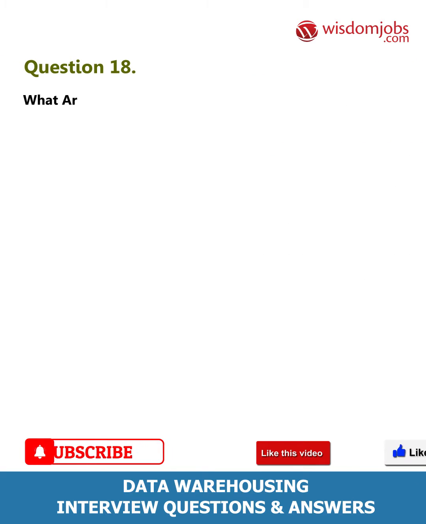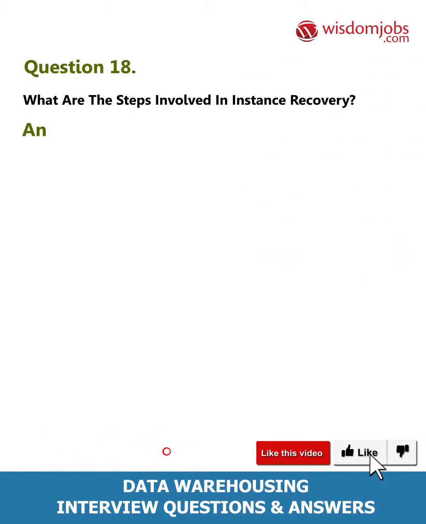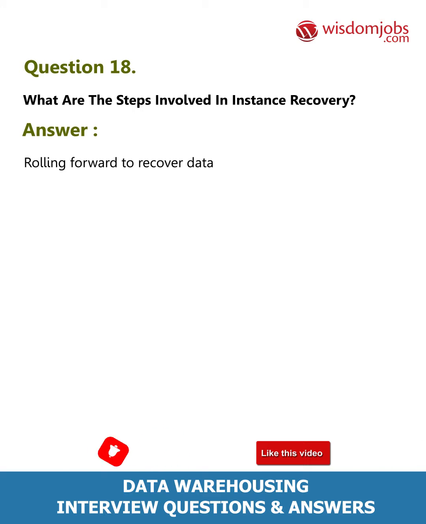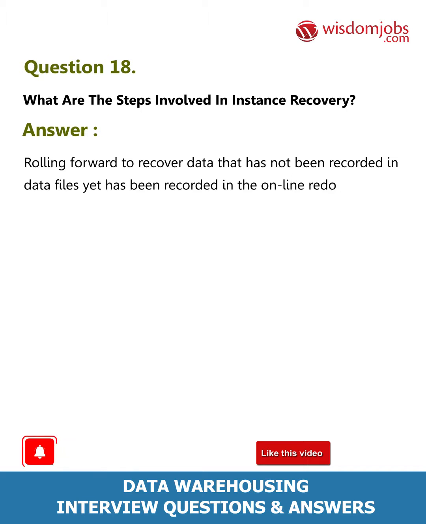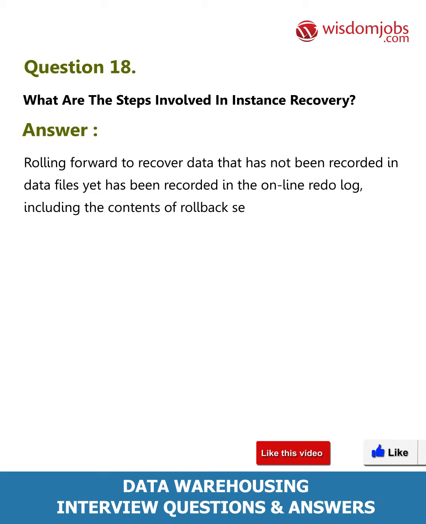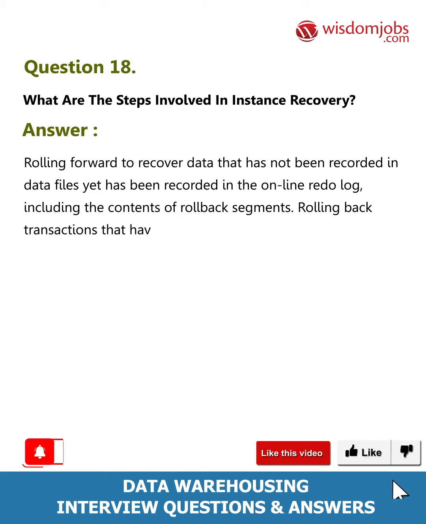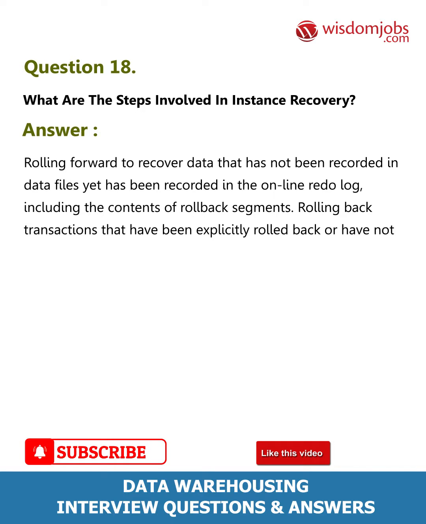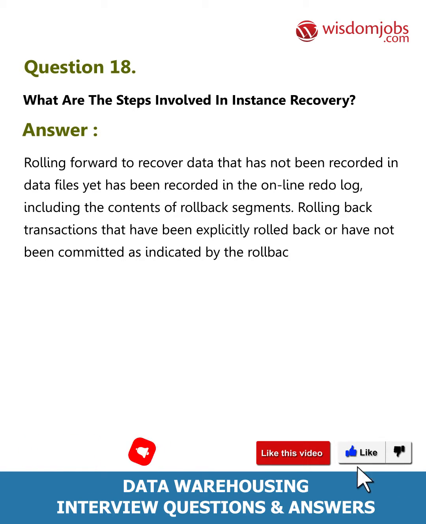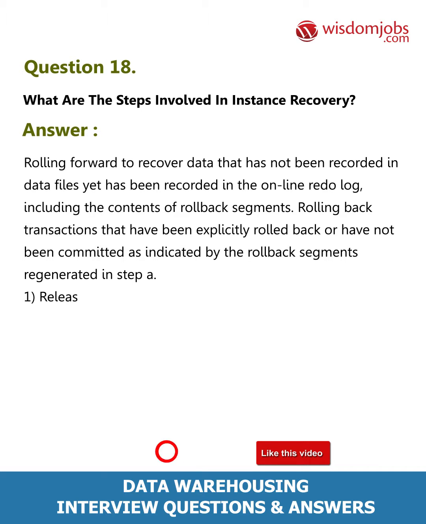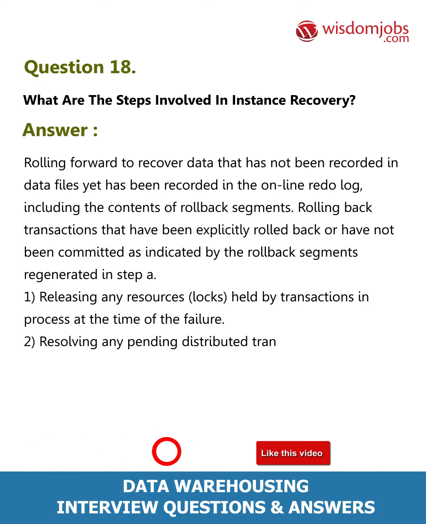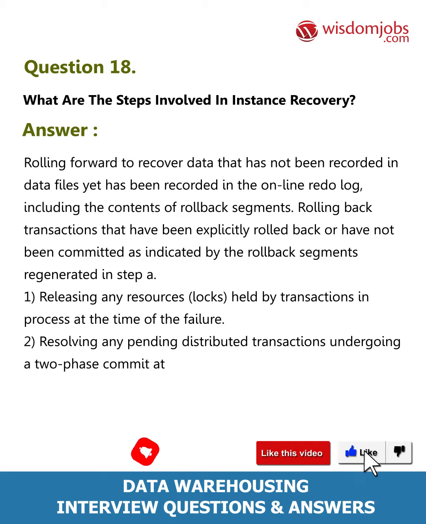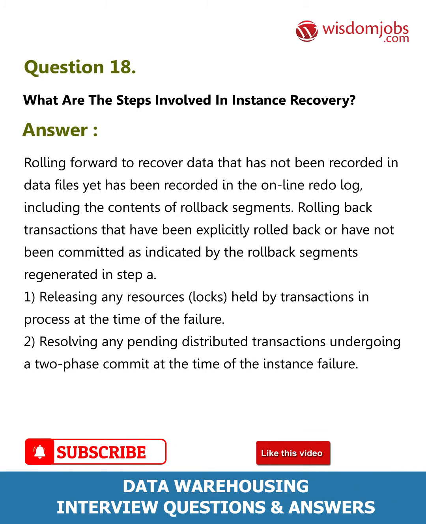Question 18. What are the steps involved in instance recovery? Answer. 1. Rolling forward to recover data that has not been recorded in data files yet has been recorded in the online redo log, including the contents of rollback segments. 2. Rolling back transactions that have been explicitly rolled back or have not been committed as indicated by the rollback segments regenerated in step 1. 3. Releasing any resources, locks held by transactions in process at the time of the failure. 4. Resolving any pending distributed transactions undergoing a two-phase commit at the time of the instance failure.